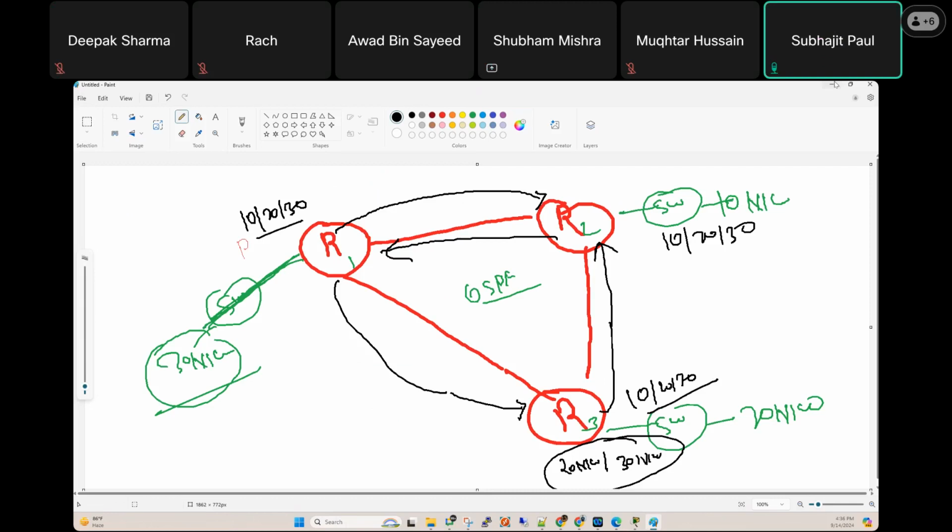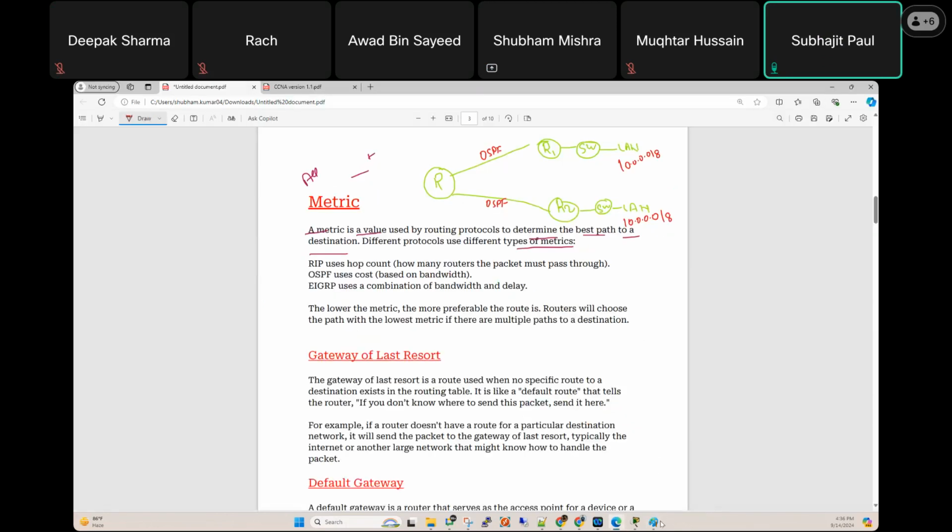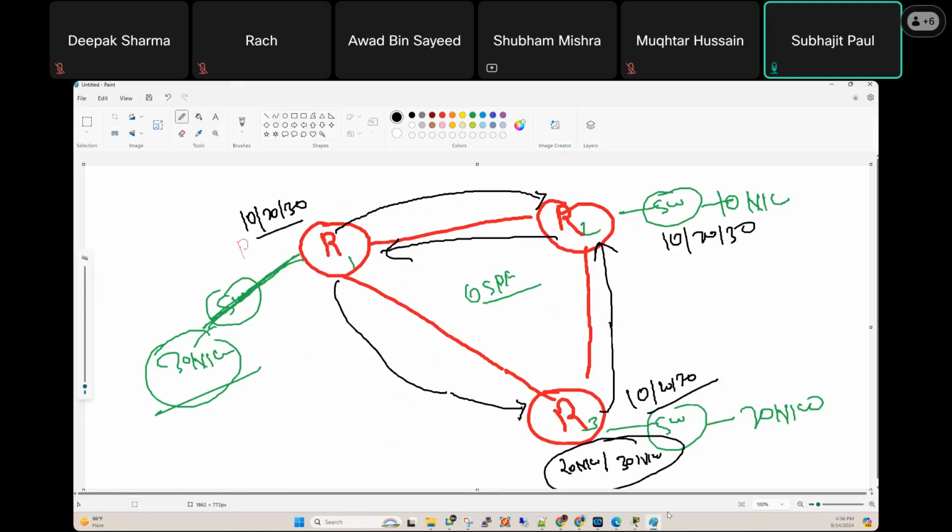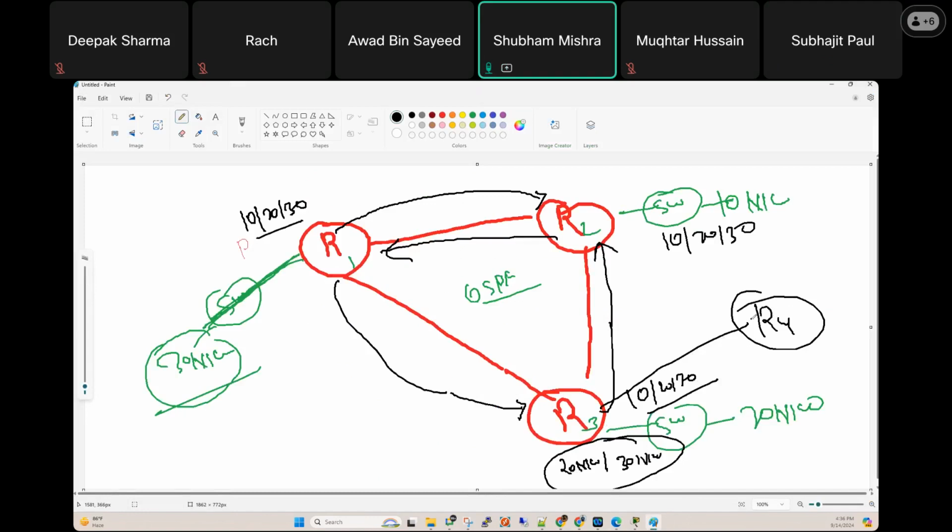Sir, let's suppose another router, R4, is connected with R3. Will the information of the 30 network also be shared with R4? The neighbor of R3 is the neighbor of R4. R3 has all the information about 10, 20, 30. Yes or no? R3 will share the complete network information with R4.